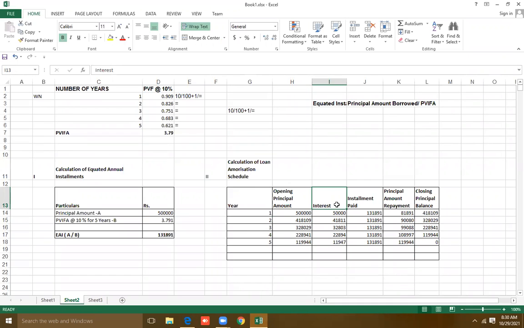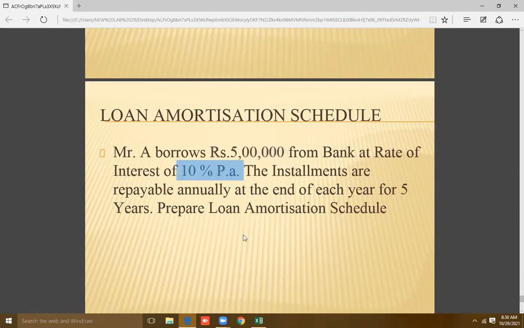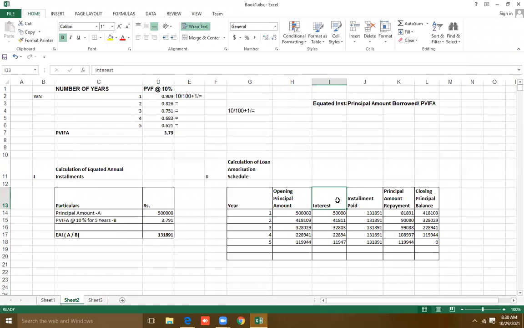Interest, how will you calculate? Interest is 10%, given in the question. And remember, always write and keep this point: interest is always calculated on the opening balance. So for the first year, interest will be 5 lakh into 10%, which is 50,000.